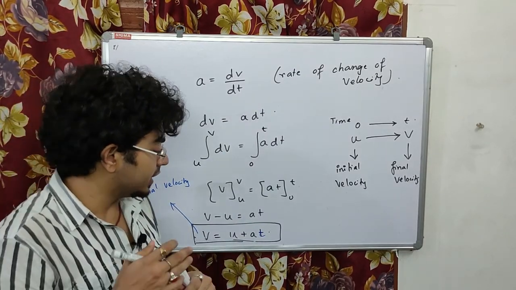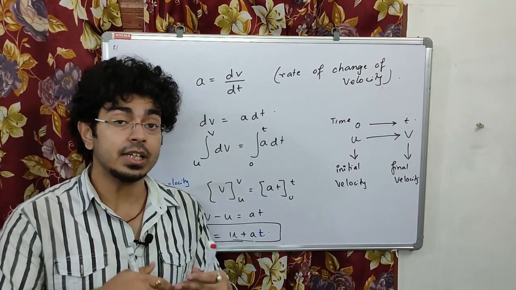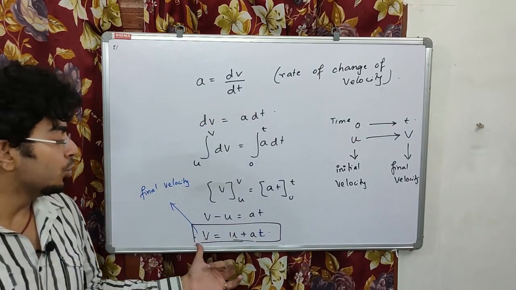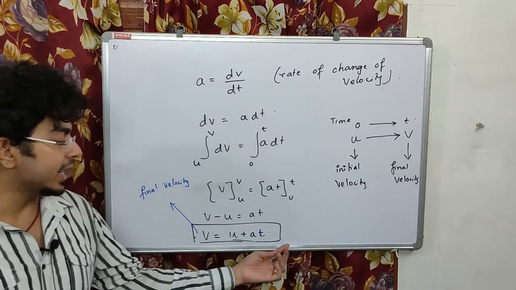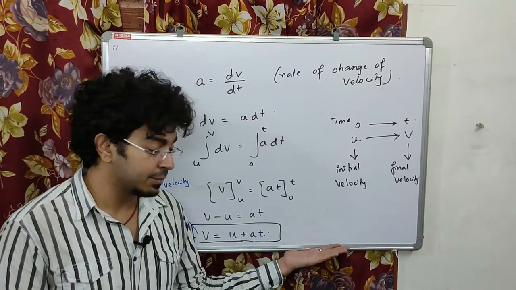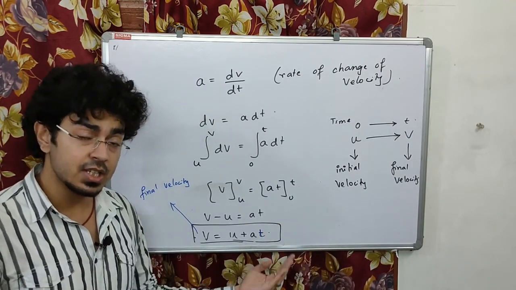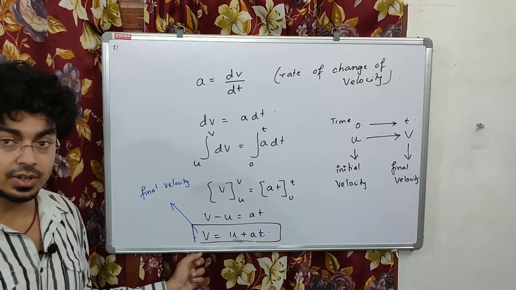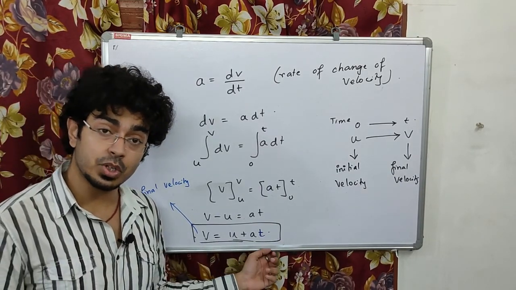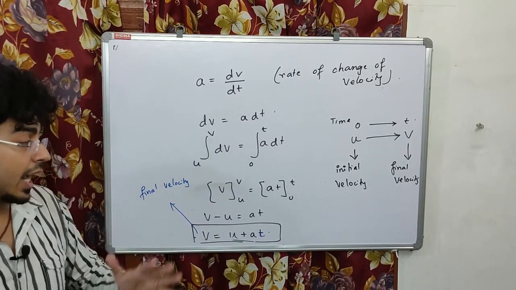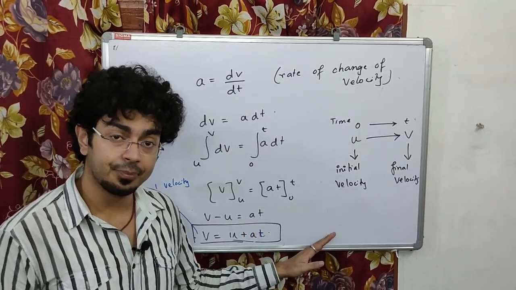So a body with initial velocity u after t time accelerates and gains a final velocity v. With this equation we can understand the final velocity, initial velocity, acceleration and time. Given these values, we can get to know all information regarding these things, right? So this is a very important equation for understanding the motion or the kinematics of any body, right?